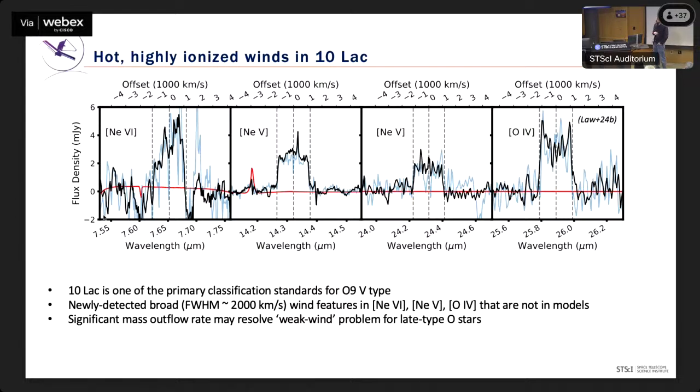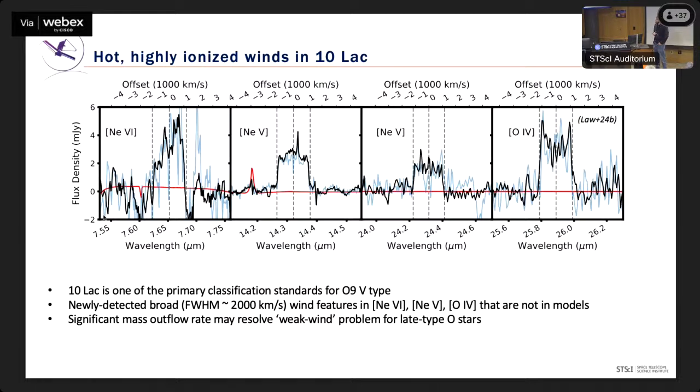Turns out it has remarkably broad high ionization emission lines in it. Now, full width half max of a couple thousand kilometers a second, and emission in neon 5, neon 6, and oxygen 4. This puzzled us for a while looking at the data, why I had to patch over the 10 Lac spectrum in certain wavelength regimes. We'd assumed it was some kind of a calibration systematic.